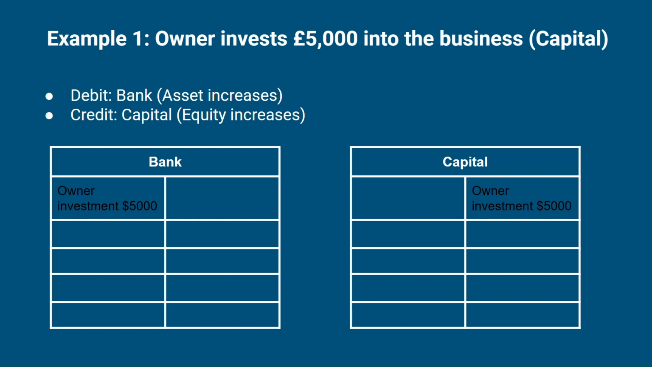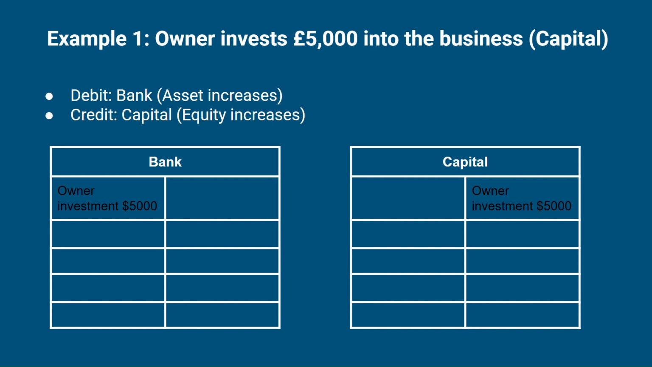Now, here we've got our first example, and in this example we're saying, let's say an owner of a business wants to invest £5,000 or dollars, whatever your currency is, into the business. So what this means is that, imagine you are the owner of a business and you've got £5,000, and you're like, okay, I want to put £5,000 into the business so that we get more money to spend for the business. How are we going to record this, right?